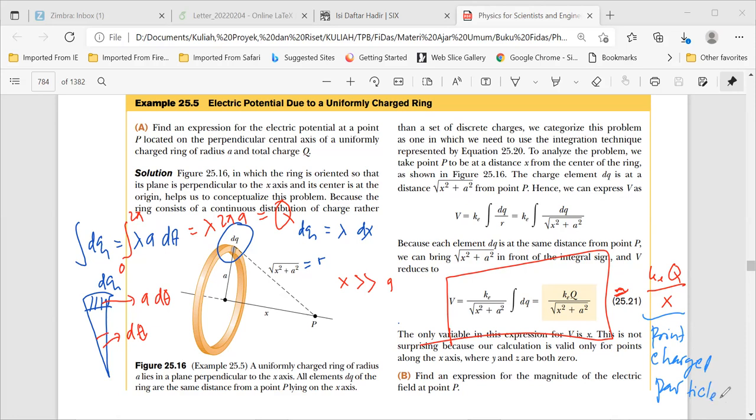Is there any question for this case? Any question, comment? If not, we will continue.